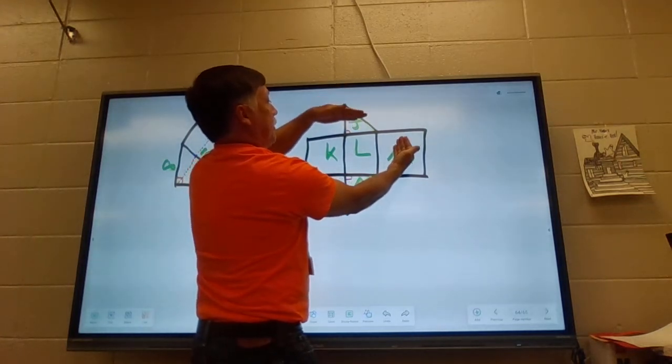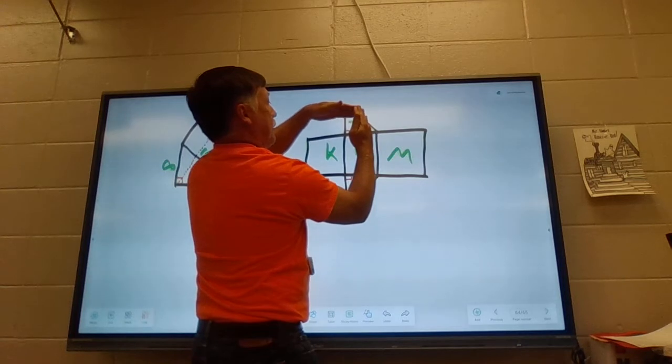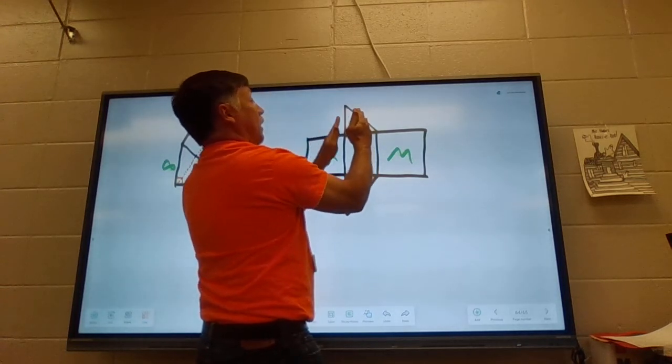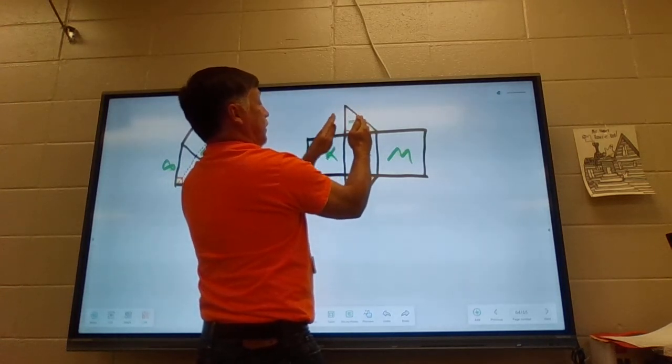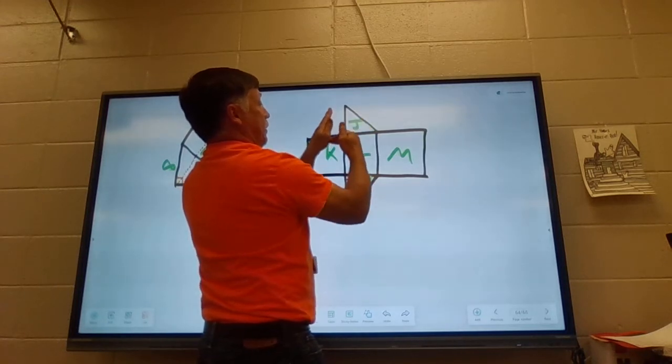Okay. And close the M on top of it. Okay. And then put the J on top of it too. Well, fold it up or put it on top of it? Fold it up. Okay. And then fold the M up. It will make the same shape.